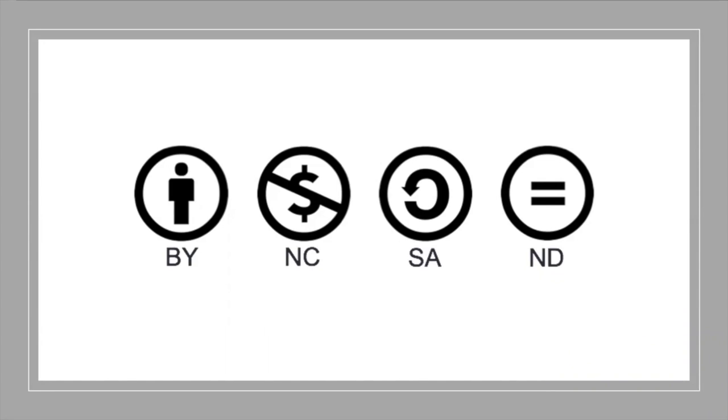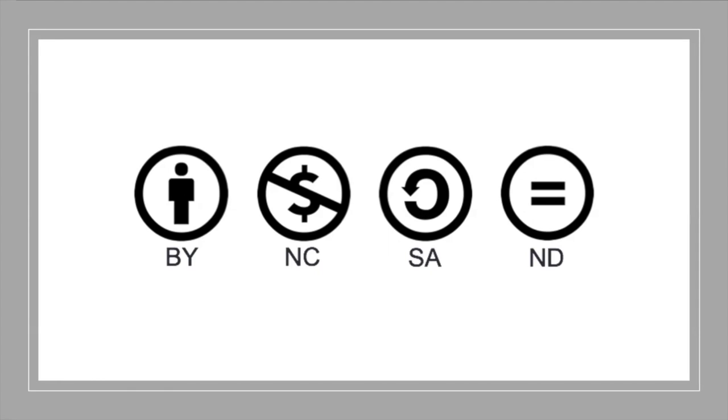The second is non-commercial. The $ with a slash through it shows that this work cannot be used for commercial purposes. The third is for share alike. When you see this element on a license, that means future iterations of this work must be shared using the same type of license on the original work. And finally, the fourth element means no derivatives.